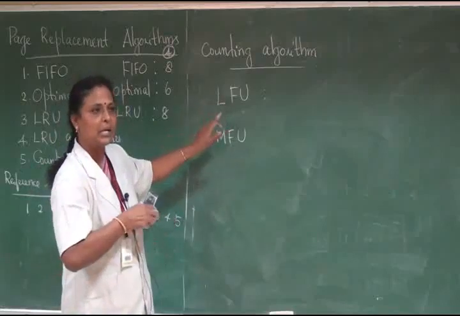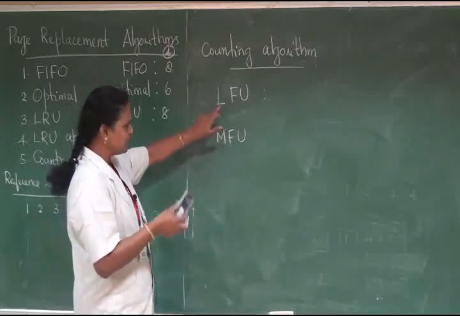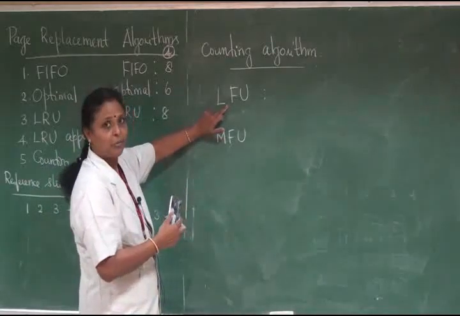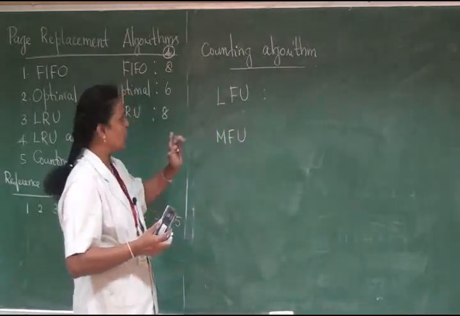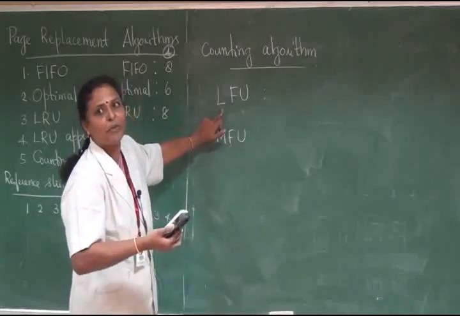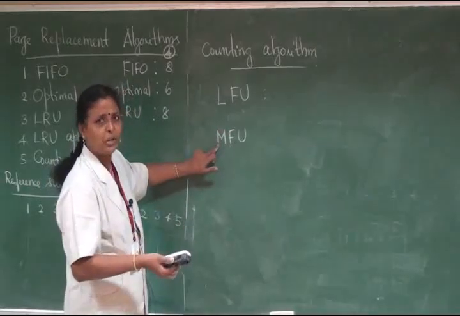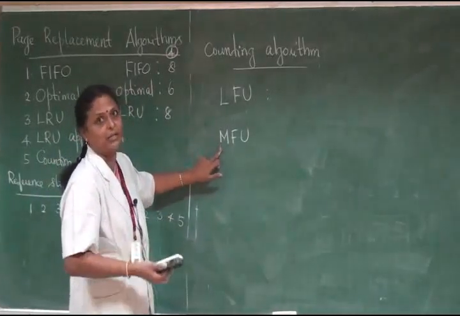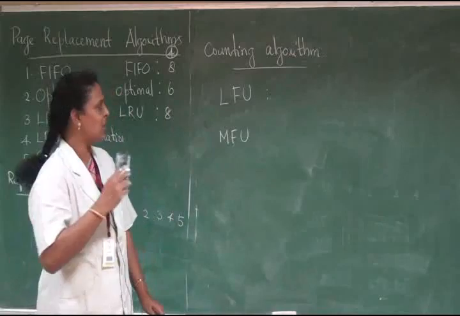Both can be implemented in a simple way. We can simply include a counter along with each and every page. Whenever a page is accessed, its count value is incremented by 1. In LFU, the particular page with the lowest count value is selected as the victim page, and in most frequently used, the page with the highest count value is selected as the victim page. So implementing these page replacement algorithms is very simple.